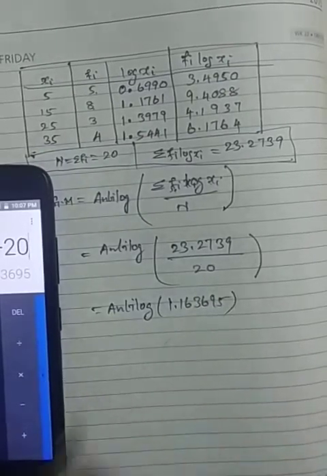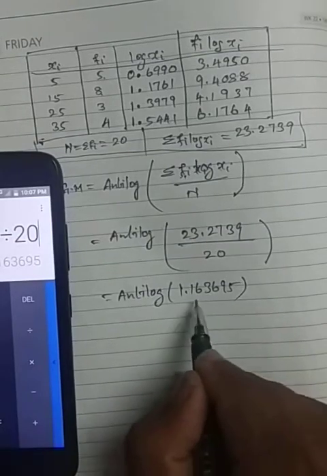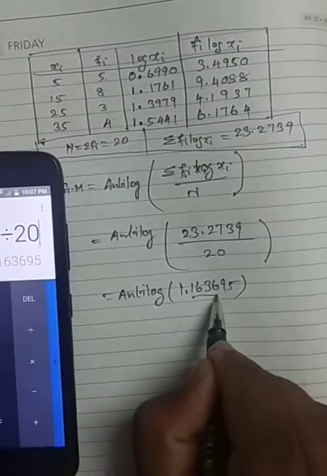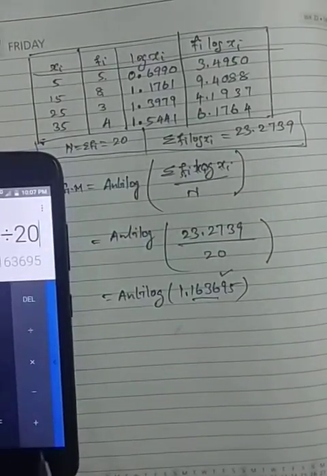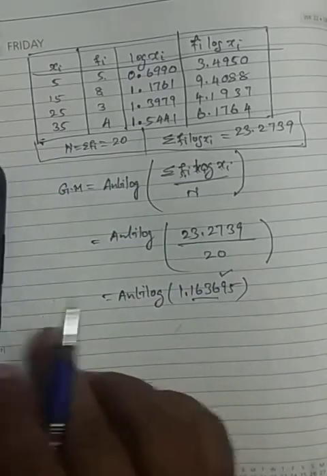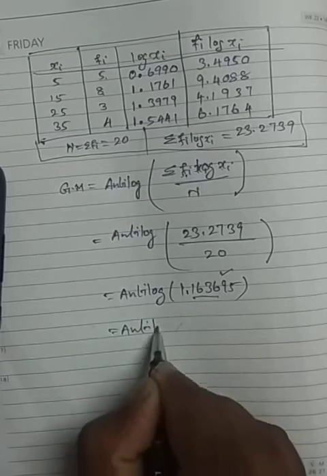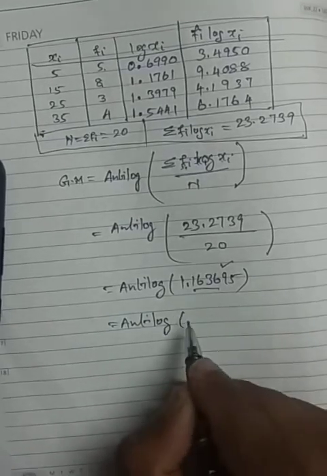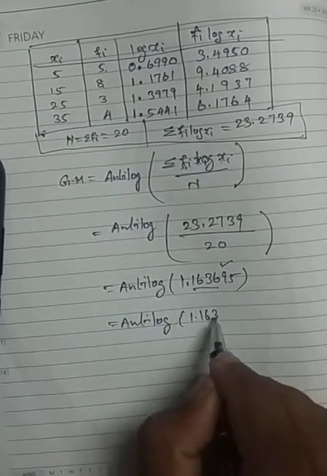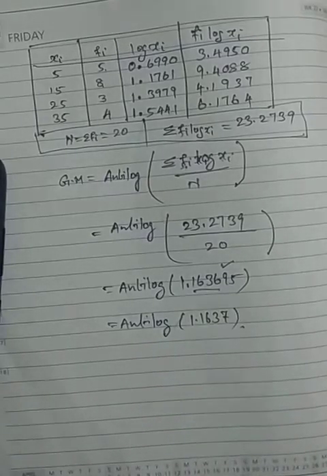1.163695 is that. Is it clear? Now, after the decimal I need only 4 digits. You see the fifth digit is what? 9 is there, above 5. So we round it off now. What will we get? 1.1637 you will get. So keep that in mind.